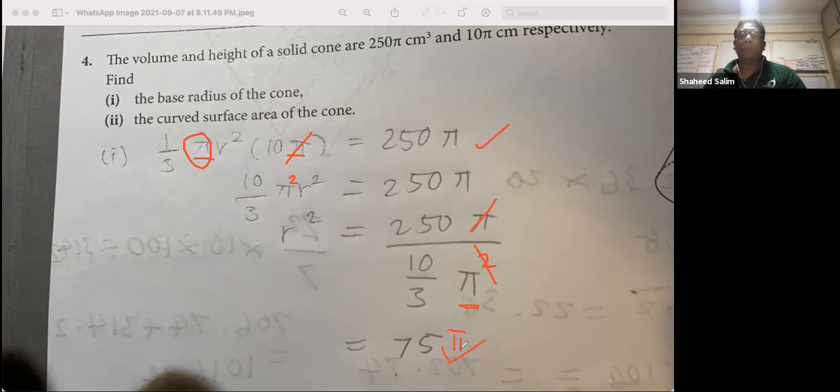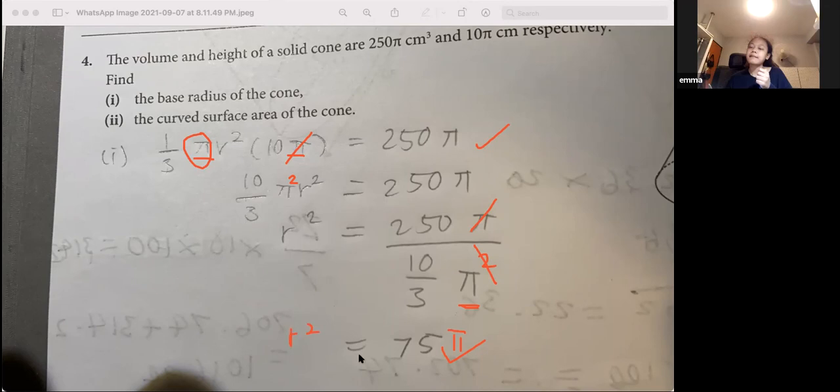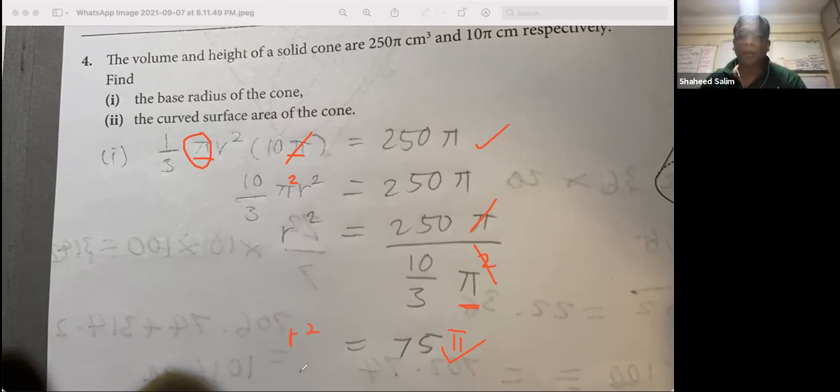But that is r squared. You have not found r. Hold on. Yeah, because we bring your original one, you were missing a pi. So it's r squared. So you must find the radius. You must square root this. Can you just find out what the square root is?